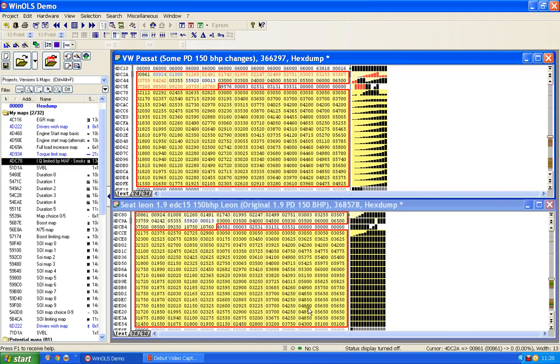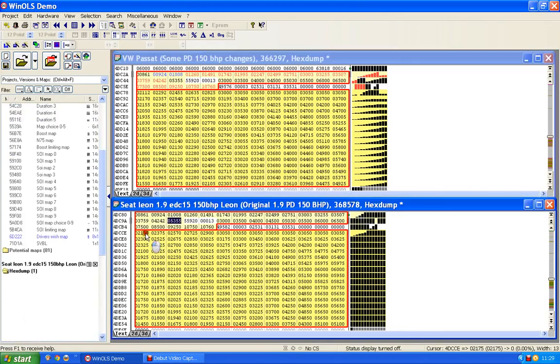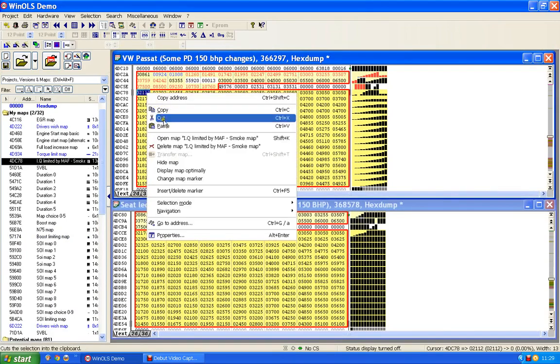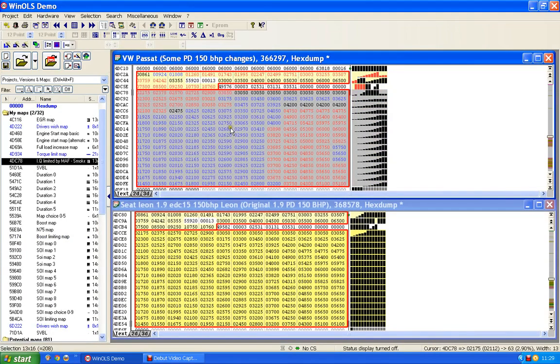Now, of course, the bit that we're interested in is the fueling. What's the fueling doing in comparison to the airflow, which of course is this scale here. Now, again, we could compare it using the WinOLS comparator, but as we've got it right in front of us like this, it's just as easy to say copy, and then I'll paste it in there.